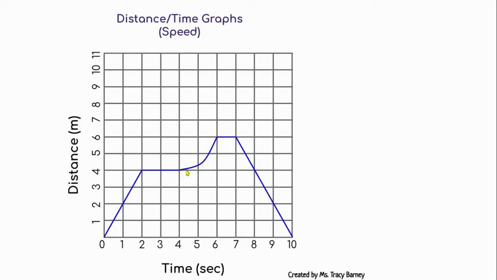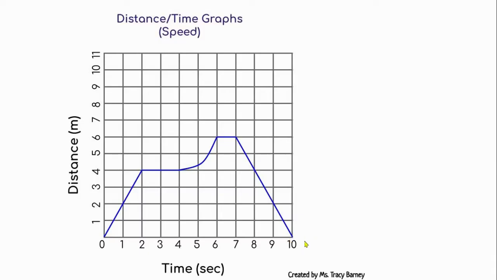And then it starts to increase in speed again until it gets to 6 meters, and then it takes another rest for 1 second. And then it travels back to point of origin at a constant speed. So it's returning to point of origin at a constant speed.